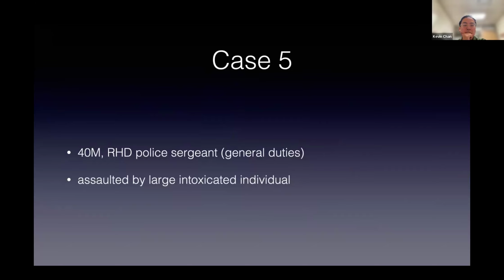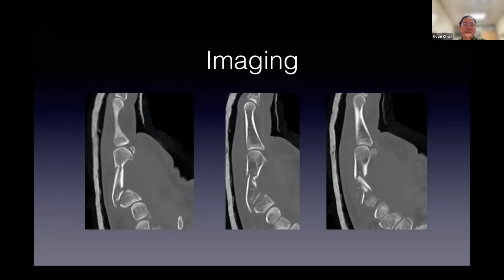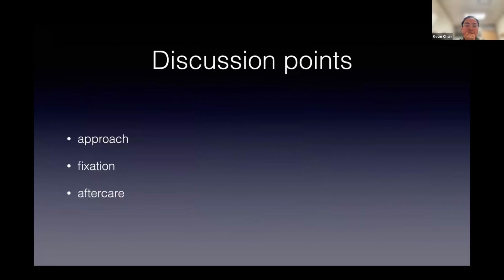Case 5 is a 40-year-old right-handed police sergeant on general duties who was assaulted by a large intoxicated individual who grabbed his thumb while he was being restrained. And you can see he has a very dorsal comminuted injury of his thumb metacarpal, which I wasn't looking forward to performing surgery on. I thought it would probably be possible to achieve an improved position and stabilise it with plate and screws.